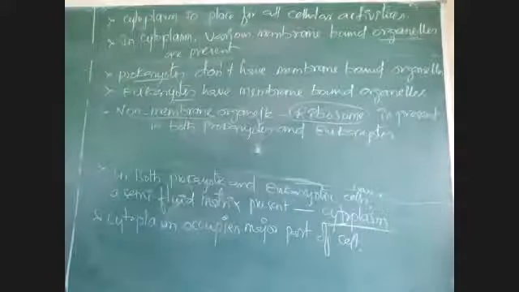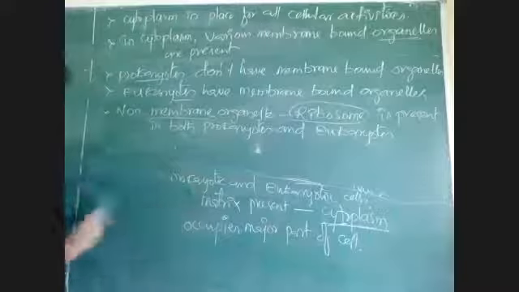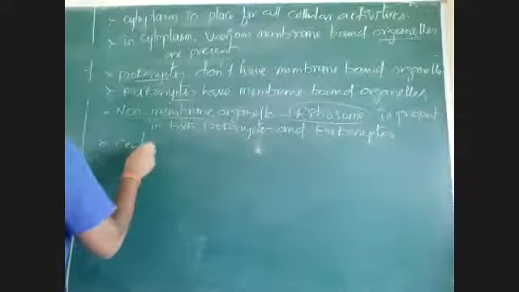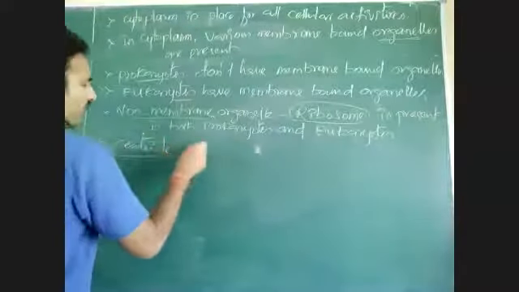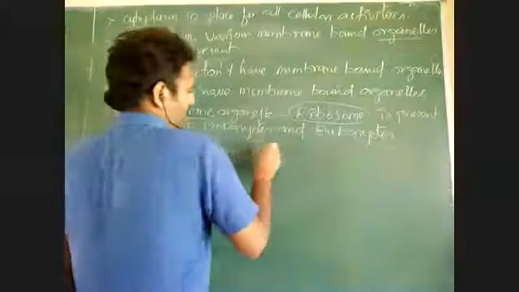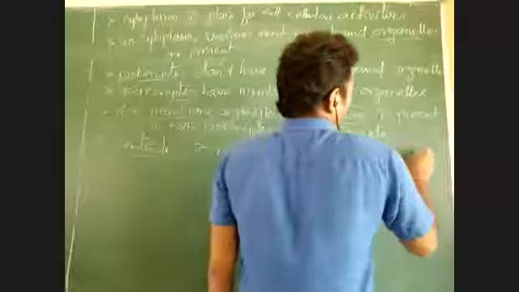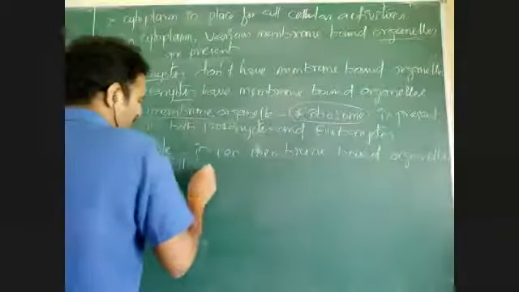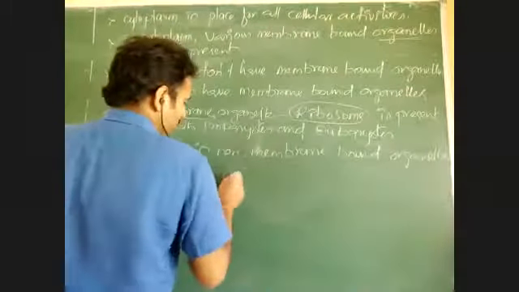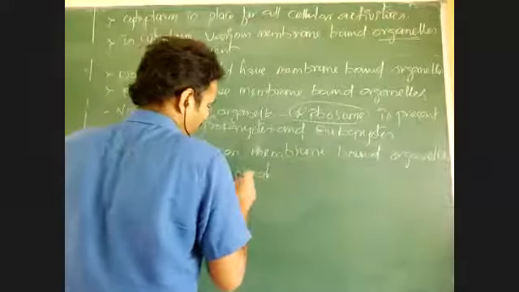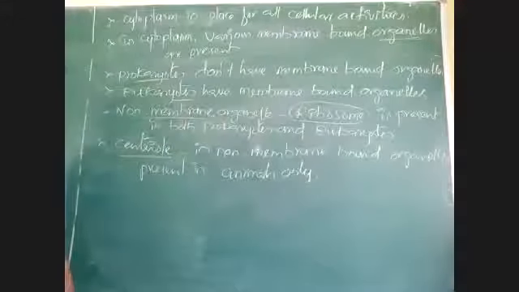In animal cells, there is the presence of a special non-membrane bound organelle called centriole. That is a property of animal cell only. Centriole is a non-membrane bound organelle present in animals only. In animals only there is presence of a non-membrane bound organelle called centriole.